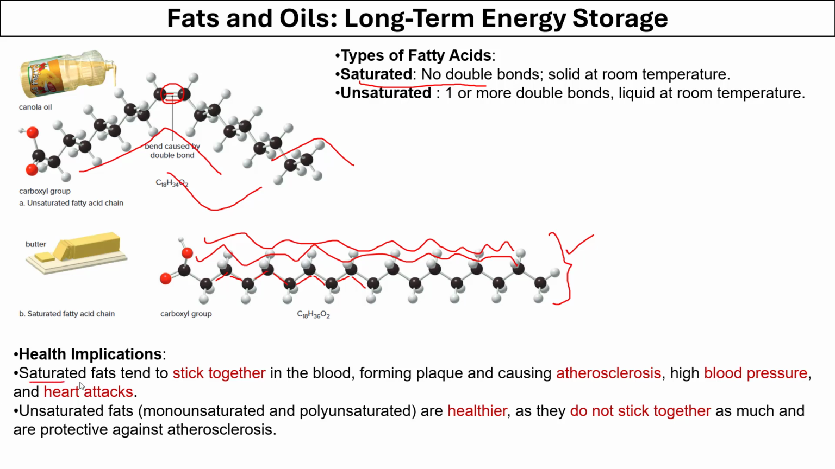So the saturated fats, which are usually solids at room temperature, they tend to stick to the blood vessels and cause arteriosclerosis, high blood pressure, and even heart attack. Whereas the unsaturated fats, which are liquid at room temperature, are considered healthier because they do not stick to your blood vessels. So now this might seem a lot of chemistry, lot of information, but it will be easier as we go on.